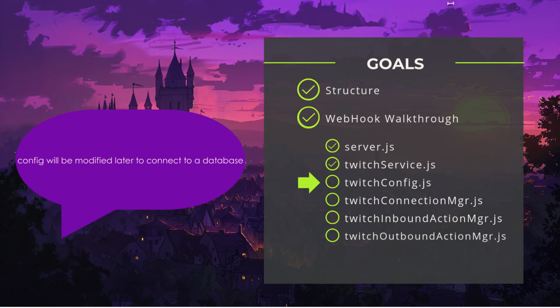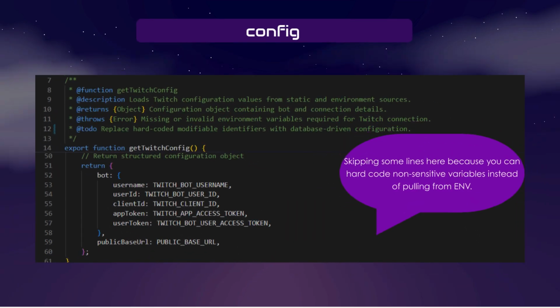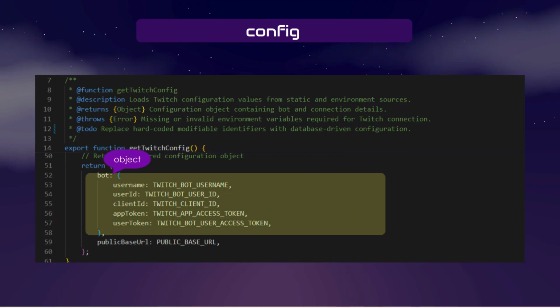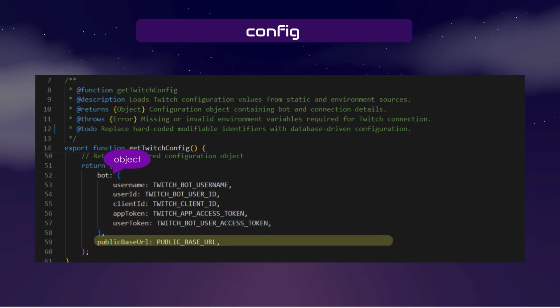Let's talk about another super simple file, which is going to be your Twitch config. There are many different ways that you can create this, but the basics of it is you need a getTwitchConfig that's going to return a bot with all of these different user variables and then a public base URL.